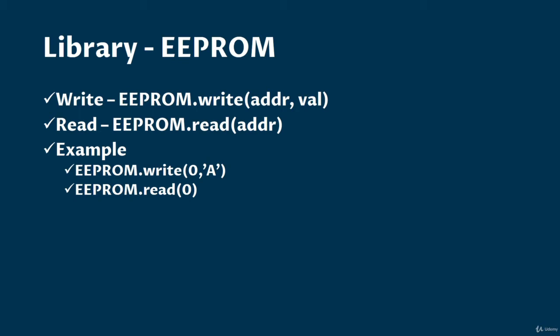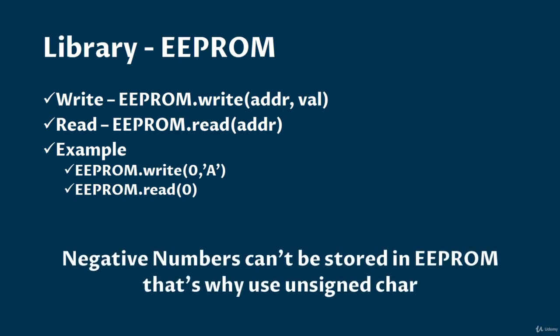The write function syntax is EEPROM.write within brackets address comma val. Address can be any integer number between 0 and 1024, and value can be a character. Better to use unsigned char. Unsigned char is 8 bits, so the value is 8 bits because the width of EEPROM is 8 bits. So you can use unsigned char for value and an integer for address.